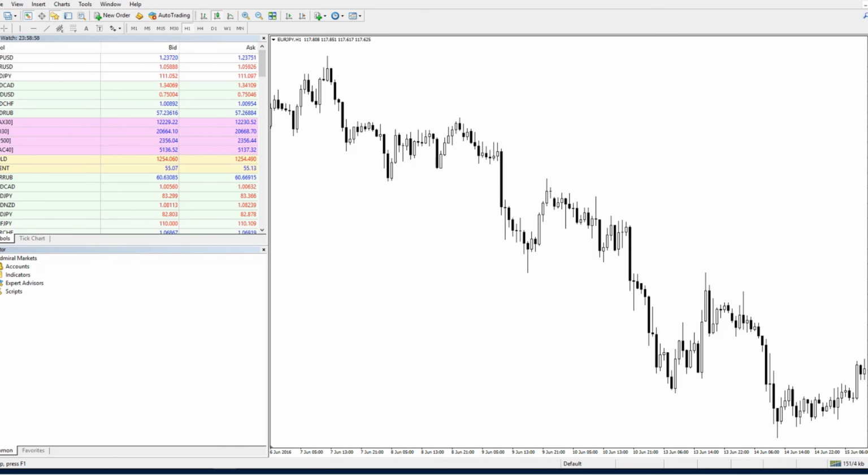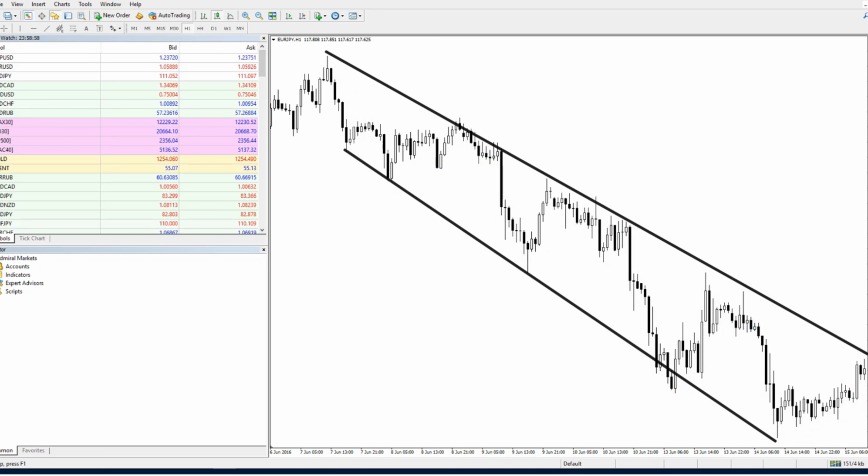Here we can see momentum and correction. The red arrows indicate bearish momentum, and the blue arrows indicate corrections. The overall trend is indicated here.